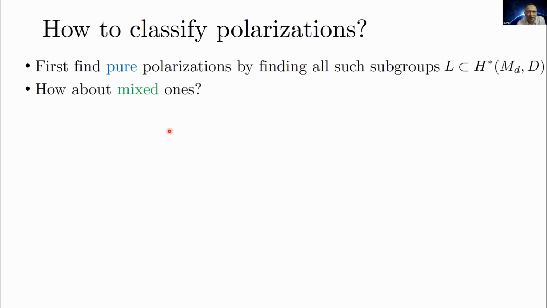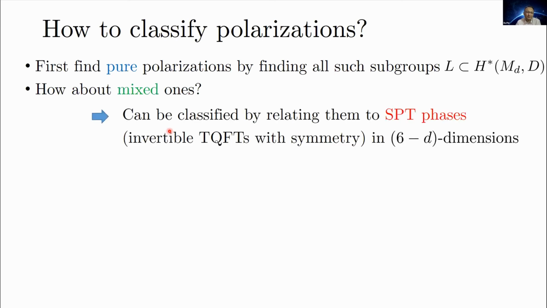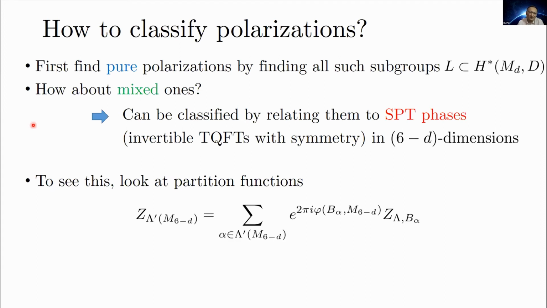But how about these mixed polarizations? It turns out that they can be classified by relating them to SPT phases, which are the same as invertible TQFTs with symmetries, but in 6 minus D dimensions. So how can this be done? The way to see this is to consider this relation between partition functions. Now I've added in the dependence on the 6 minus D dimensional manifold. So now the phase is not just a function of alpha. Now it's also a function of the 6 minus D dimensional manifold.